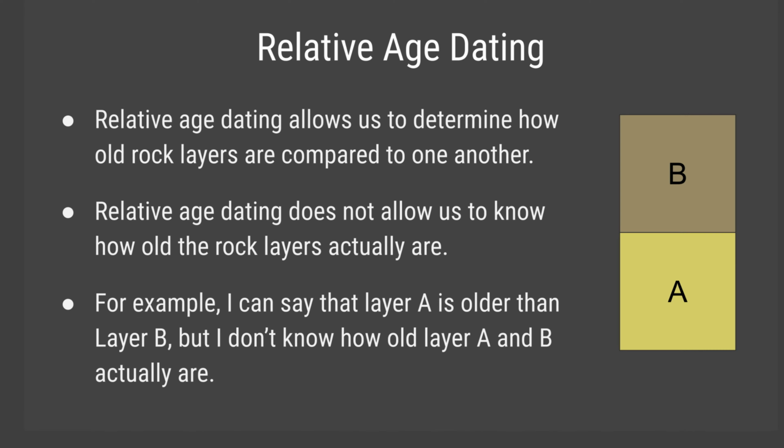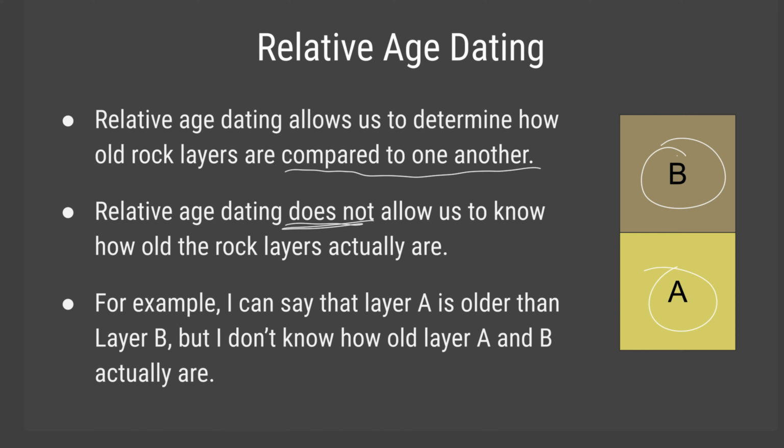So again here, just re-emphasizing what was already said. Relative age dating allows us to determine how old rock layers are compared to one another. So only compared to one another. Relative age dating does not allow us to know how old the rock layers actually are. So for example, I could say that layer A is older than layer B because it's underneath layer B, but I don't know how old layer A and layer B actually are.